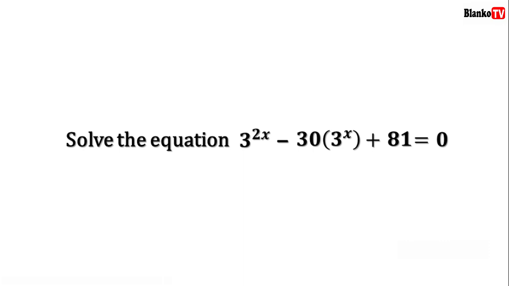Okay, so let's move on with the solution. So we have 3 raised to the power 2x minus 30 multiplying 3 raised to the power x plus 81 equals 0. Please, this falls under exponential equations. Please take note of that.